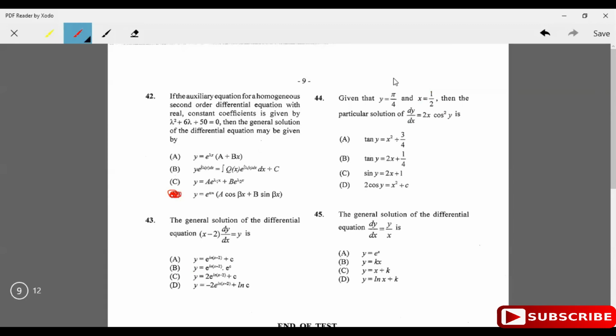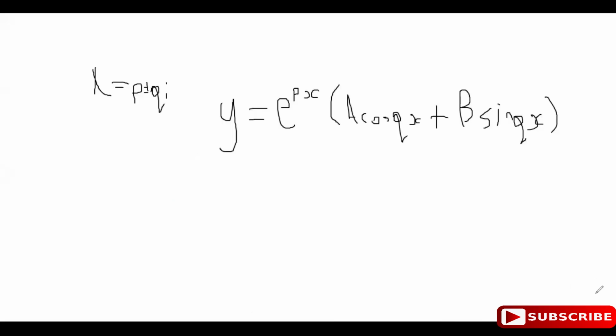Okay. 43. So we're saying it is B. Let's see if it is B. So we have x minus 2 dy by dx is equal to y. There are two ways to do this differential equation. You can use separation of variables. So we have x minus 2 dy by dx is equal to y.